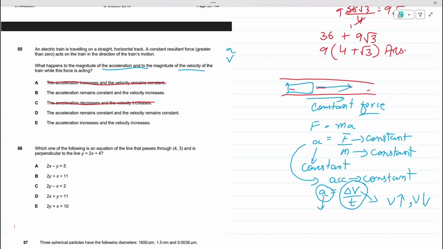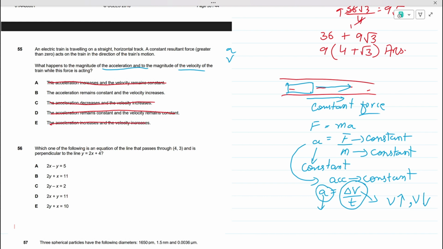D option, the acceleration remains constant. Okay, acceleration is constant and the velocity remains constant. No, velocity has to either increase or decrease. Velocity would not remain constant, which means our D option is also wrong. The acceleration increases, but the acceleration has to remain constant.